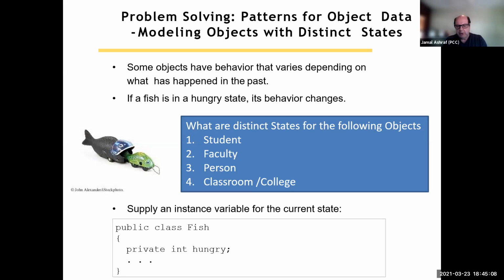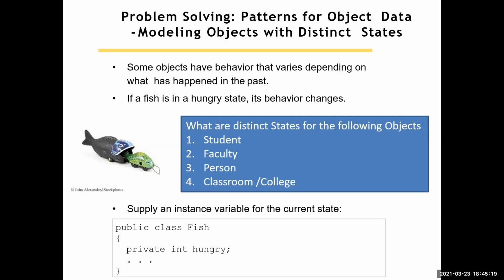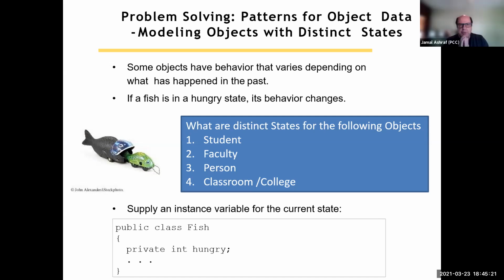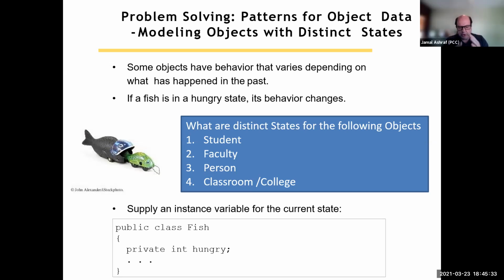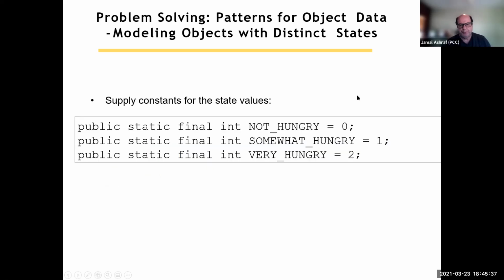A person can do what? What state can a person be? Asleep and not asleep. Asleep, not asleep, married, unmarried. Yeah, you can have different states for that. The classroom is a large classroom, a small classroom, or you can have multiple states with some of these things.